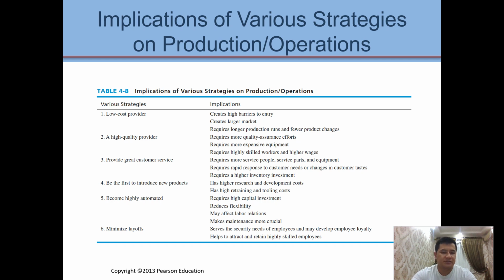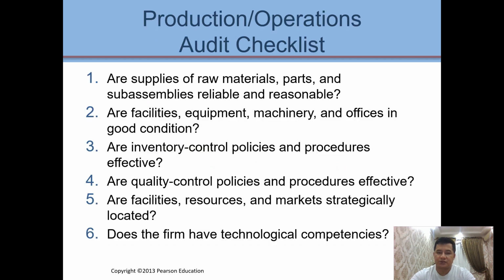The next strategy is be the first to introduce new products. It means, of course, being the first to introduce new products has high research and development costs, and high retraining and tooling costs. In the case of the strategy to become highly automated, it requires high capital investment, reduces flexibility, may affect labor relations, makes maintenance more crucial, and minimizes layoffs. It serves the security needs of employees and may develop employee loyalty, helps attract and retain highly skilled employees, and so on.